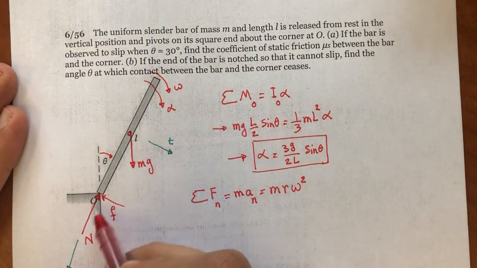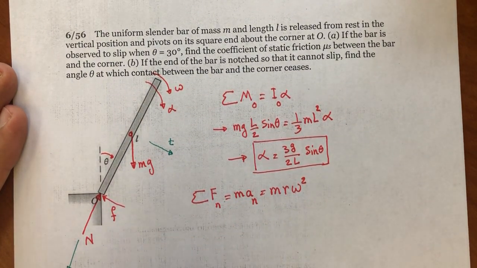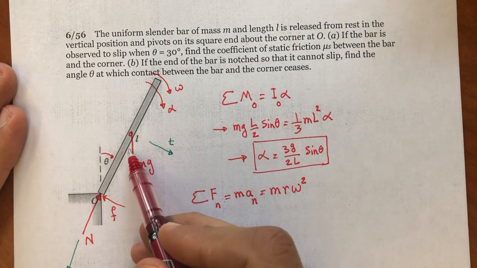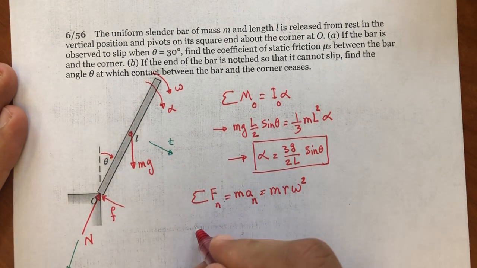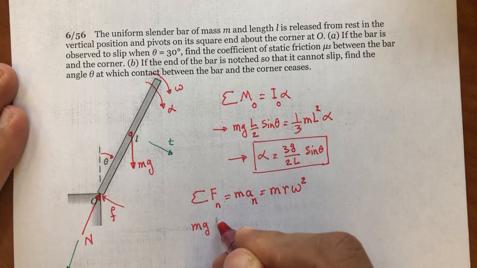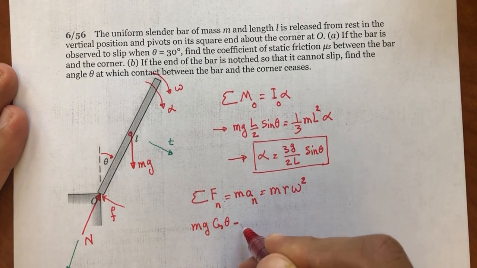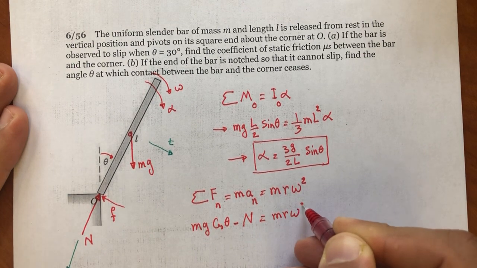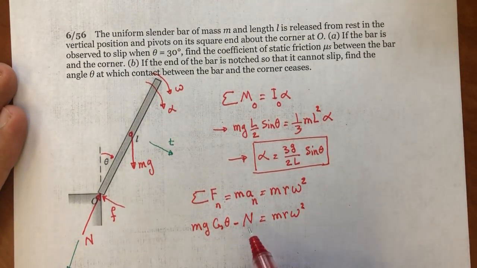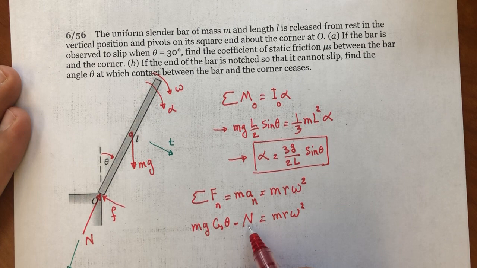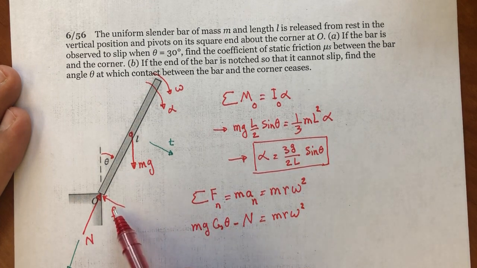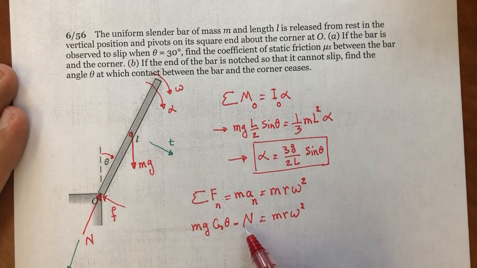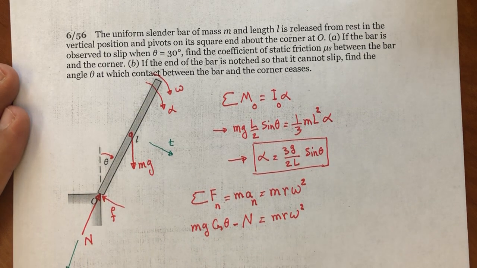And what forces do we have in the normal direction? This is the positive direction for normal. It is mg times cosine of theta minus n. Mg cosine of theta minus n is equal to mr omega squared. And I would like to find n, because as I told you, if I find n and f, then I can set f is equal to mu s times n to find mu s. That's our goal.